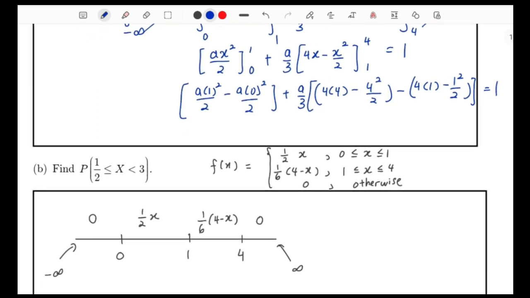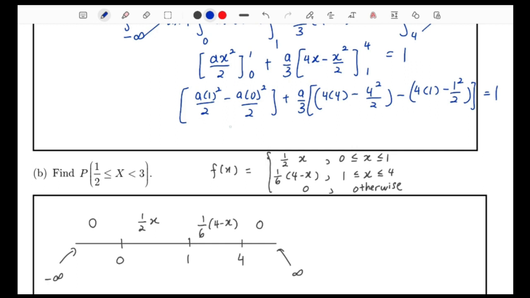And then calculate the value. From here, we're going to get half a. Here it's going to be a over 3, and then 8 minus 7 over 2 equals to 1. And then calculate it again, and we're going to get 2a equals to 1. So a equals to half. So this is the value of a.